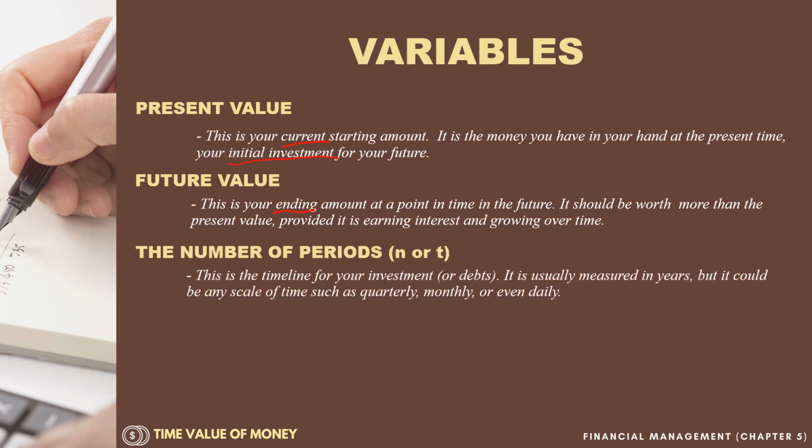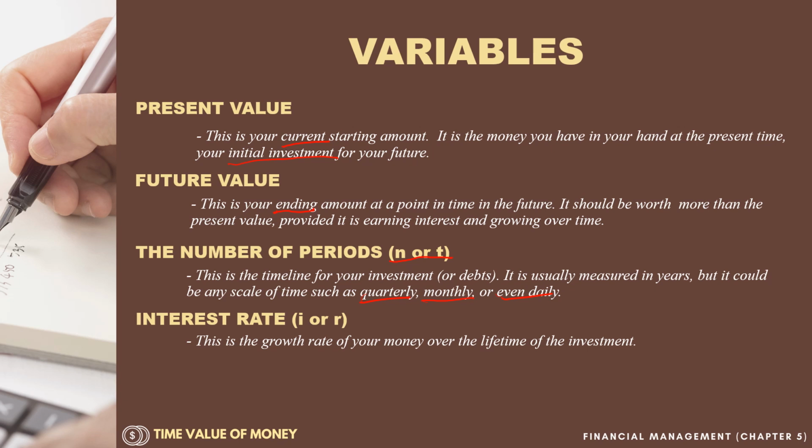Next is the number of periods, which we call N or T in our succeeding slides. This is the timeline for your investment or debts. Again, this is the period. It is usually measured in years, but it could be any scale of time such as quarterly, monthly, or even daily.